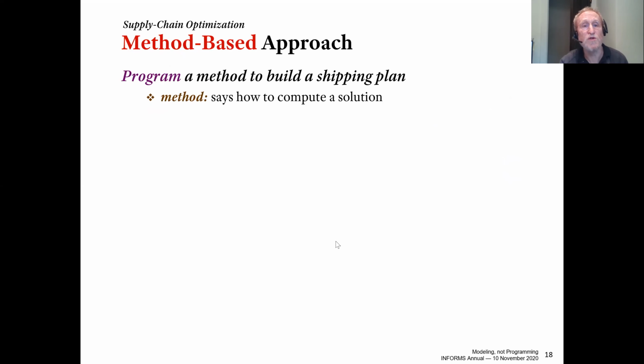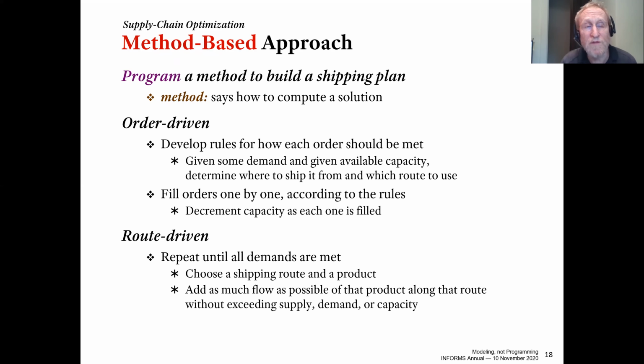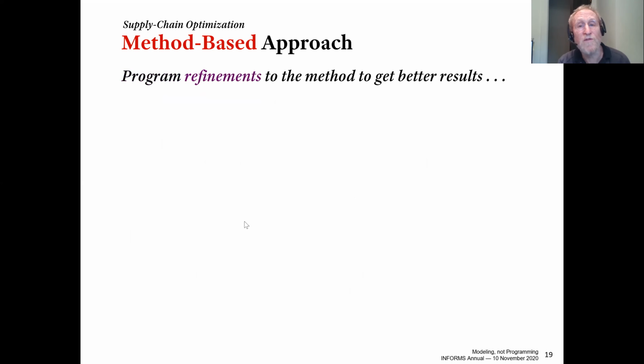In a method-based approach, you would program a method to build a shipping plan. A method tells you how to compute a solution. And there are various ways you can do this. You could take an order-driven way where you develop rules for how to meet each order, and then you piece them together until you have a shipment plan. Or you can take a route-driven approach where you find a good route from an origin to a destination and fill it up as much as possible, then find another good route and so on until you've filled them all up.